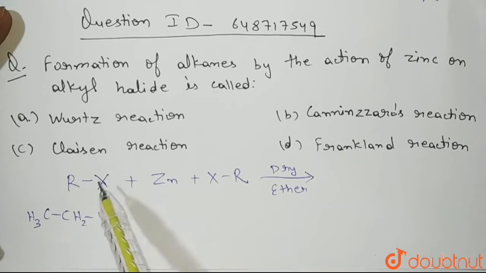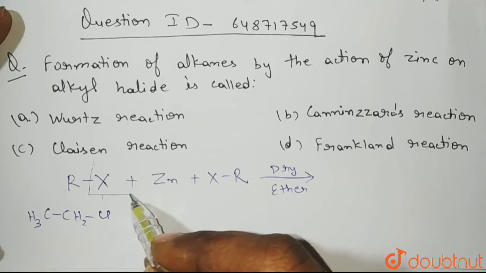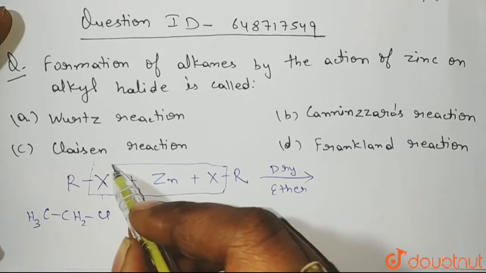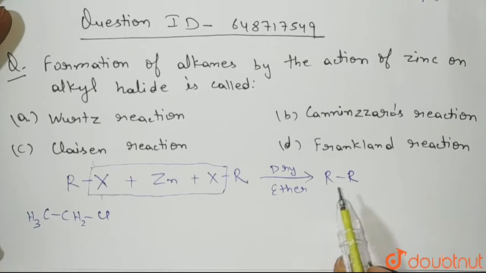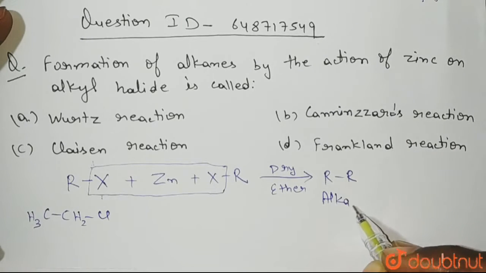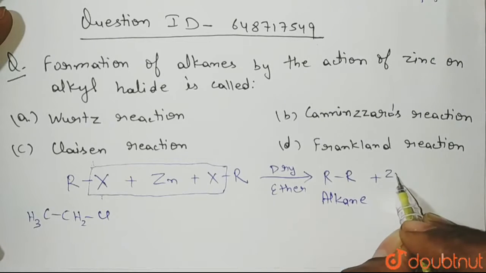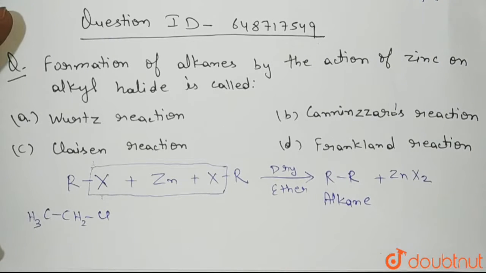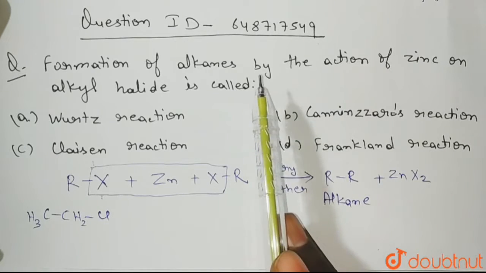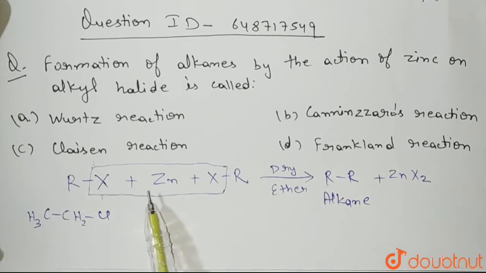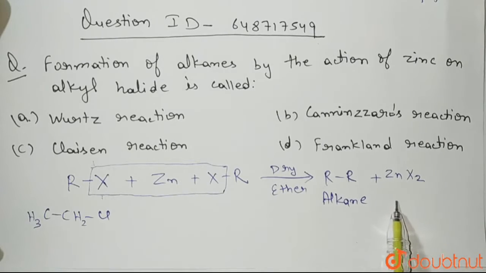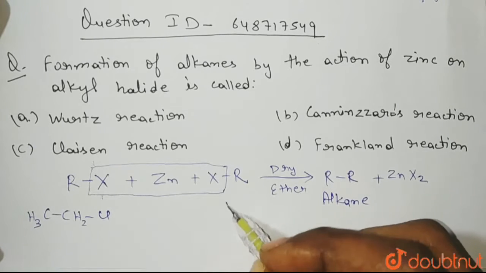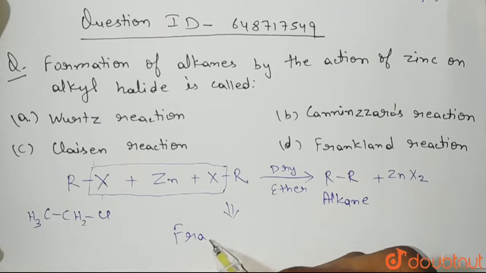And then what happens is, ZnX2, that means zinc halide, is formed, and the bond between R and R is formed. This means an alkane is formed here, and with this zinc halide is formed, ZnX2. So this is the reaction that they're talking about in the question. That means zinc is reacting with 2 moles of alkyl halides in the presence of dry ether. It gives us alkane and zinc halide. And this reaction is known as Franklin reaction.